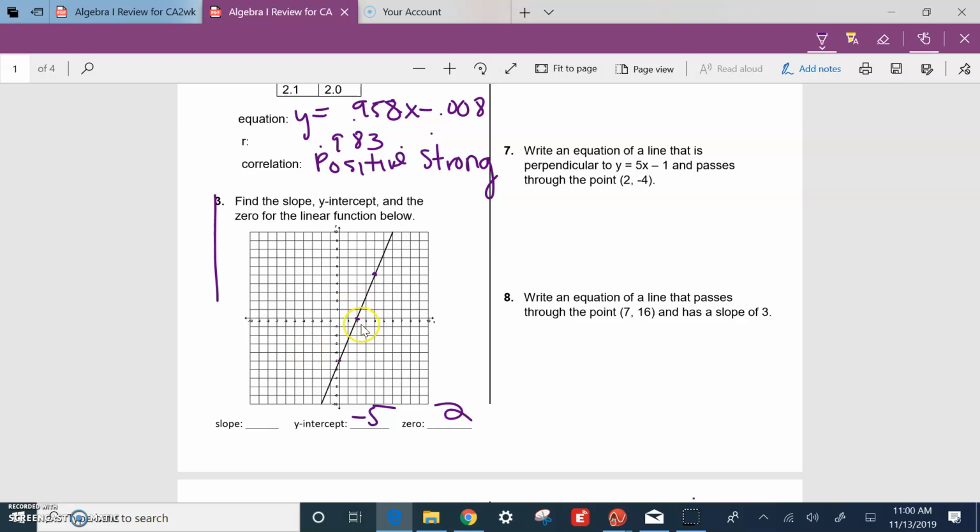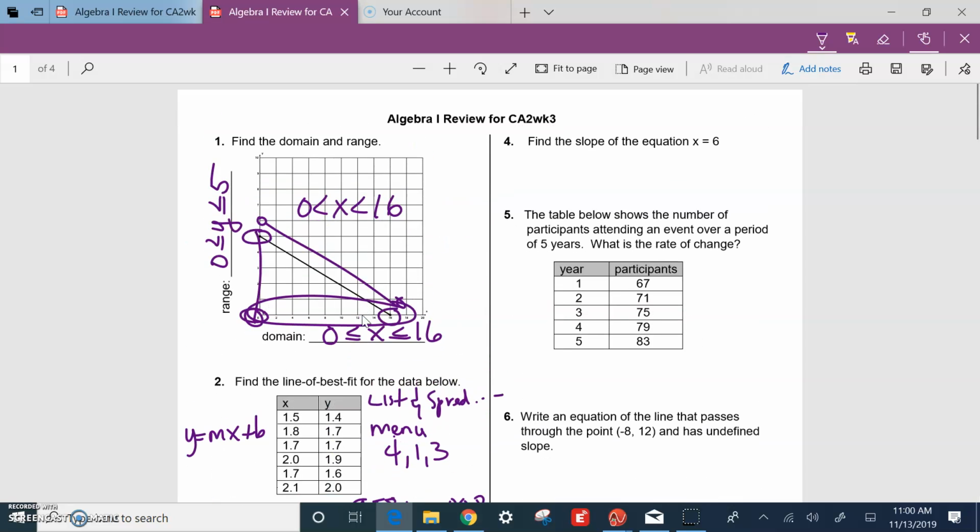And then we can count our slope. It doesn't matter which 2 points we pick. We're going up 1, 2, 3, 4, 5, and over 2. So our slope is 5 over 2. Our line is going up, so it's a positive slope. If it was going down, then it would be negative.